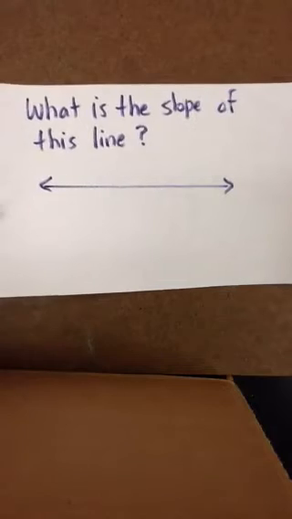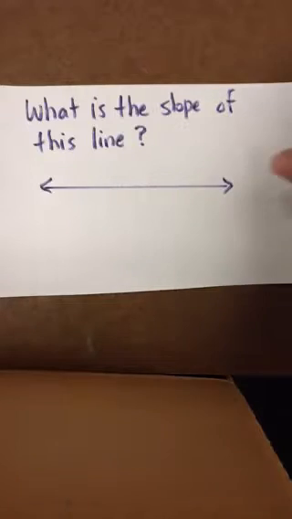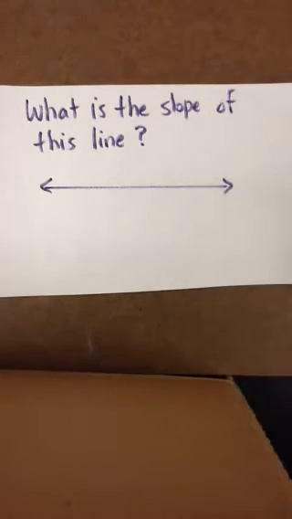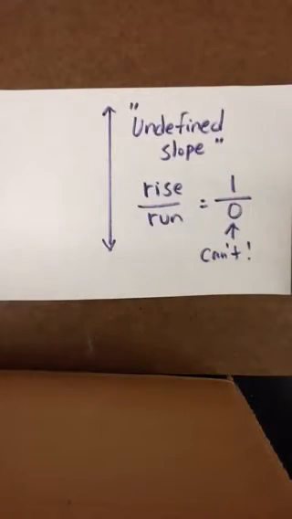How about a horizontal line? What's the slope of this? That's right, it's zero slope. Remember, slope is a measure of steepness, and a flat line has no steepness. It's perfectly flat. And then lastly, we have a vertical line, which we say is an undefined slope.